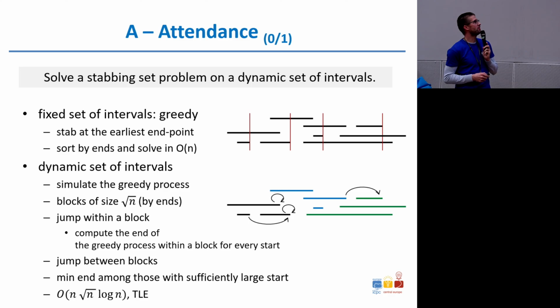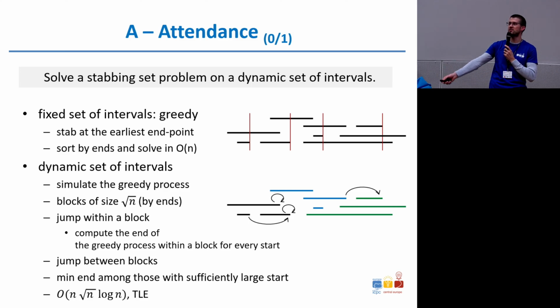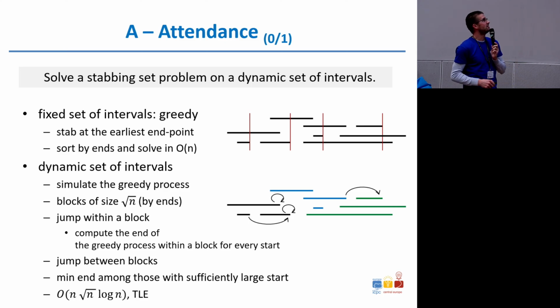So you sort this by the endpoints, and then you can solve it with a single pass. However, the problem has a dynamic set of intervals, and we're going to approach this so that we'll try to simulate this greedy process. So every time we do a modification, we're going to simulate the greedy process, but obviously we can't do this in a straightforward way, because we might have to move over all n of them.